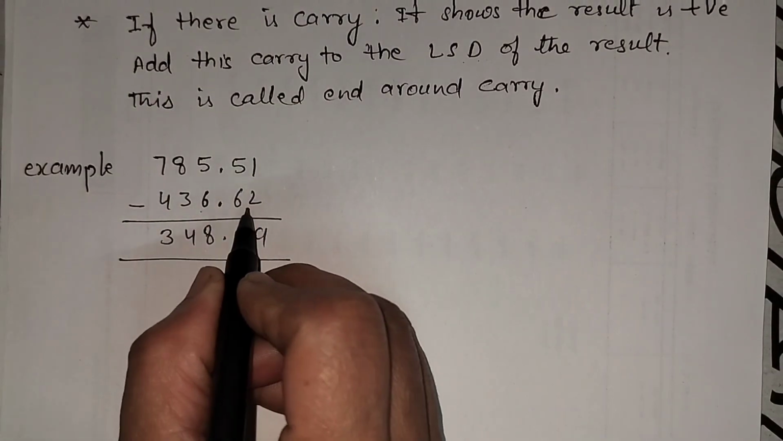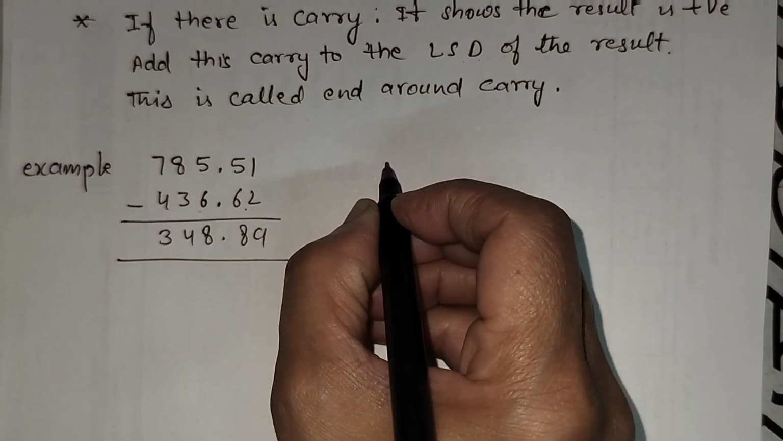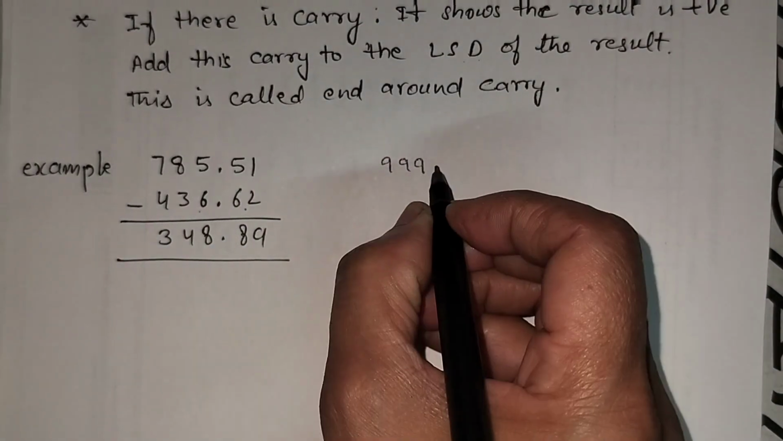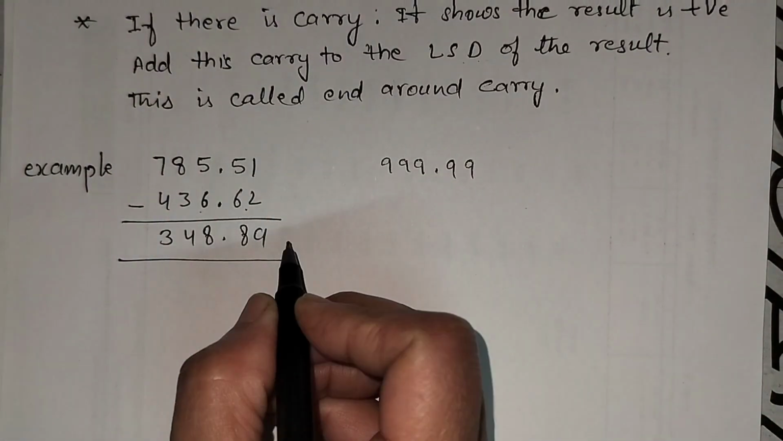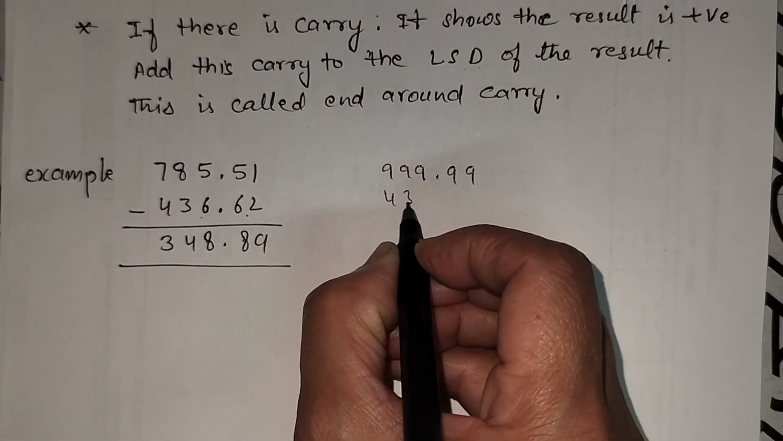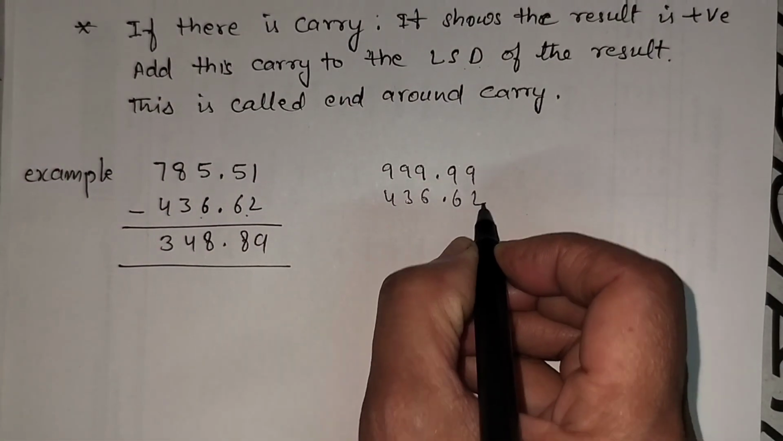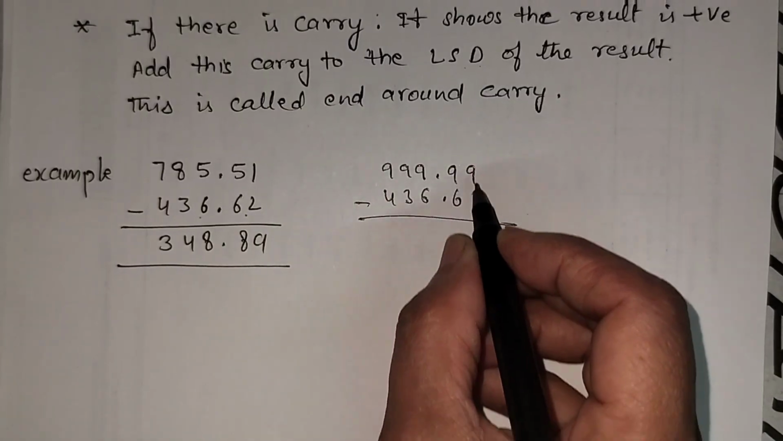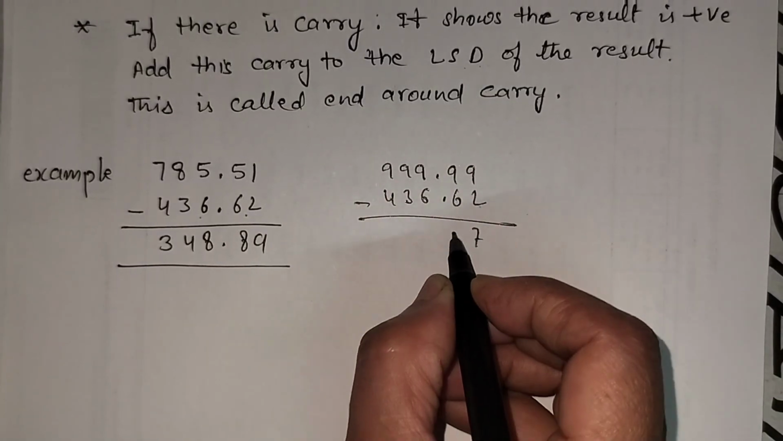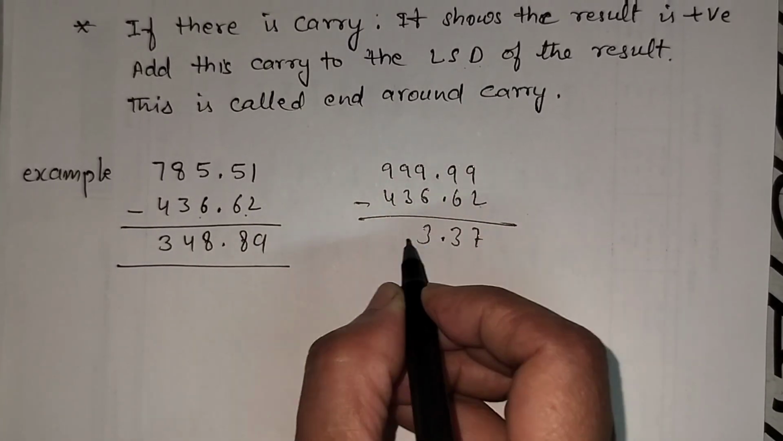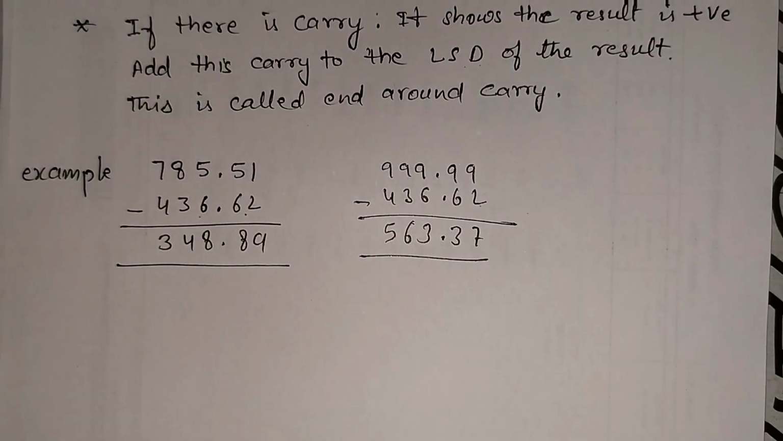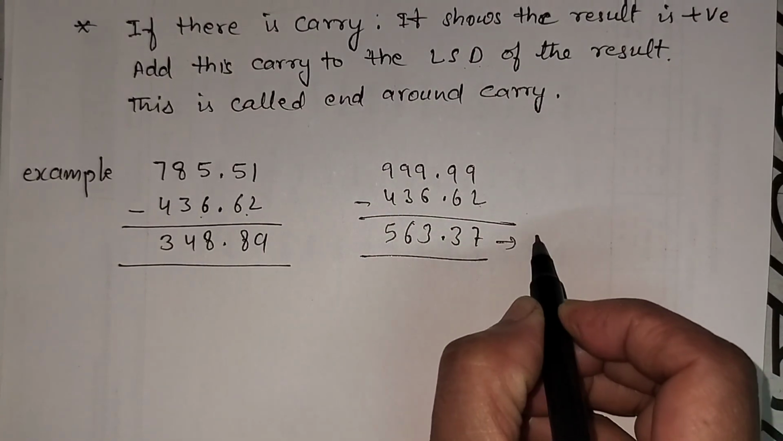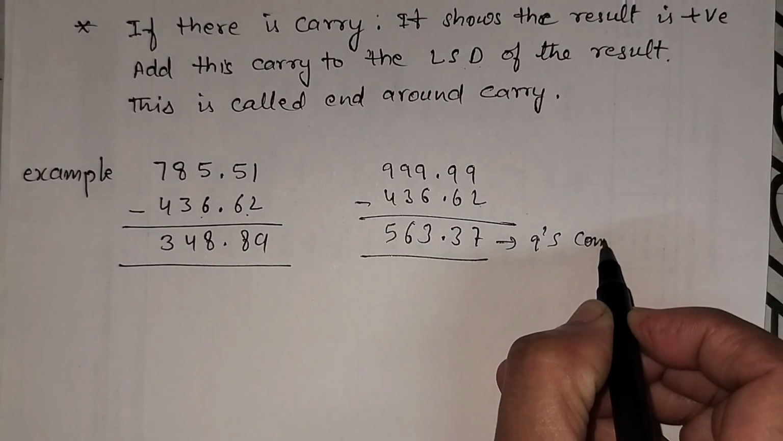First we will find the 9's complement of this subtrahend. So to find the 9's complement, we will subtract each digit from 9. 436.62. Subtract this, we will get this, which is the 9's complement.